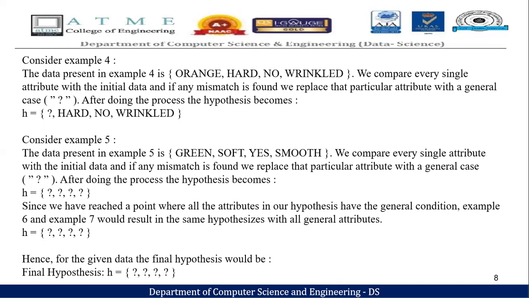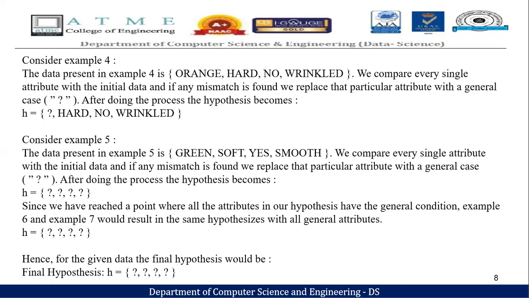So for example 5, it yields the most general hypothesis. What has the hypothesis become now? All the attributes are replaced with what? Question mark. So what does it mean? You can substitute any attribute value into this. So this is how the Find-S algorithm works.